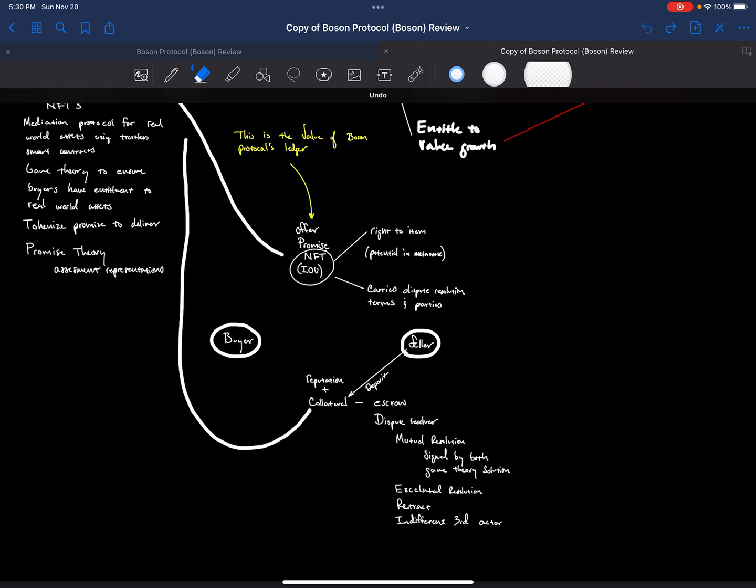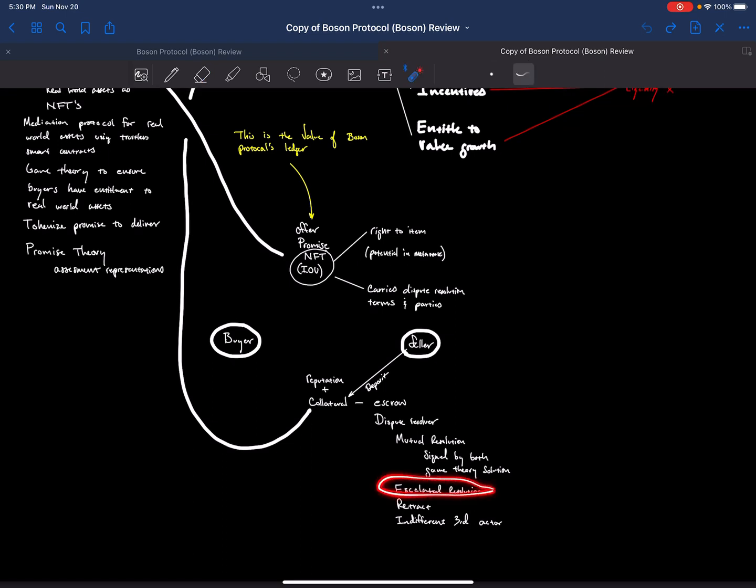And it could be escalated. There's escalated resolution that goes more and more into game theories. And finally, it ends up where it will go to some indifferent third actor. And that third actor could be specified beforehand in the NFT, so the buyer can know where things are going to be resolved. It could be like Walmart or whoever the seller puts as the indifferent third party, and the buyer could say, okay, that's good. Or, they could even choose, who knows.